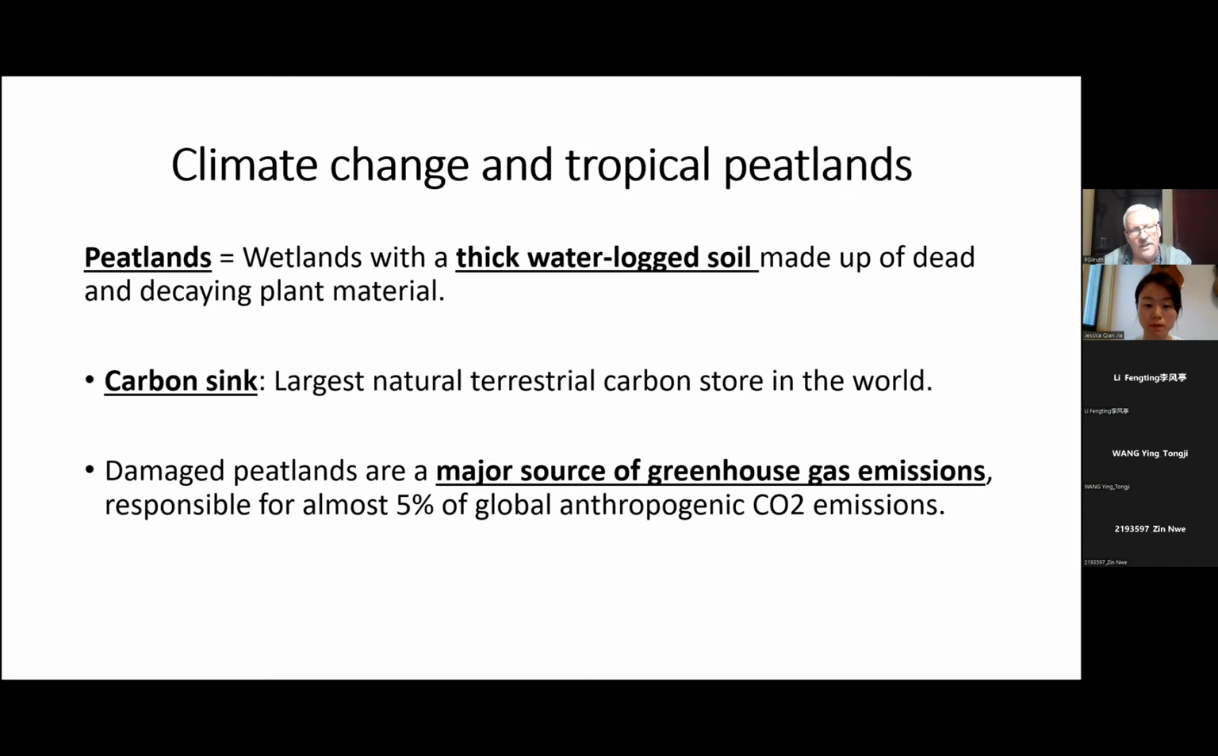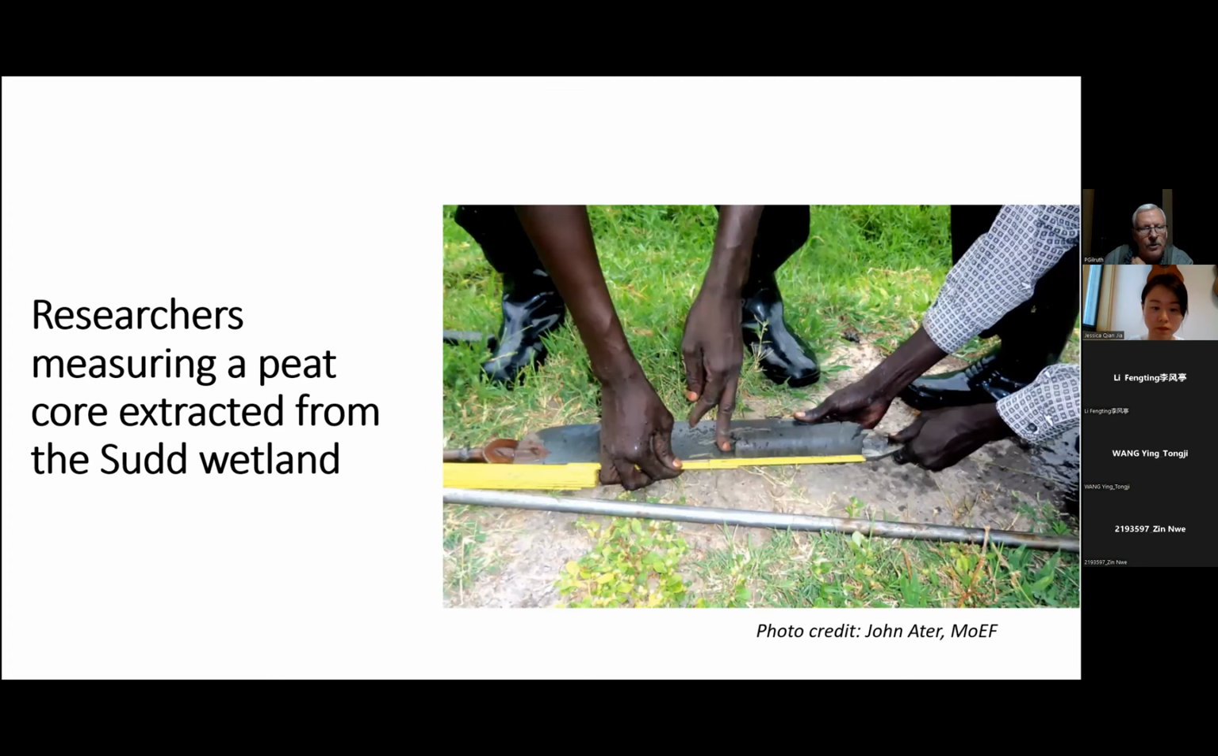In countries such as Indonesia, the damaged peatlands have been a major source of greenhouse gas emissions, responsible for almost 5% of global anthropogenic CO2 emissions. Here's an example of researchers taking a peat core from the Sudd wetland. Very high carbon concentration.